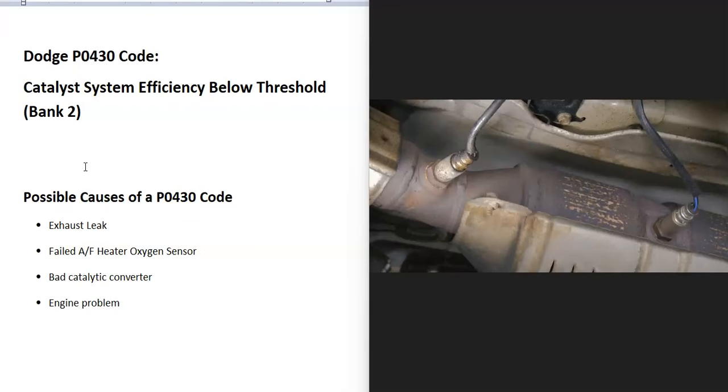And so some possible causes, well, there could be an exhaust leak, could be a bad sensor, the catalytic converter might have failed, and it's also possible that there's an engine problem that's causing this code. For example, if there's a bad fuel injector or something like that, then it could be clogging up the catalytic converter, but usually when that happens, you're going to get other codes. So if you are getting other codes, be sure to pay attention to that.